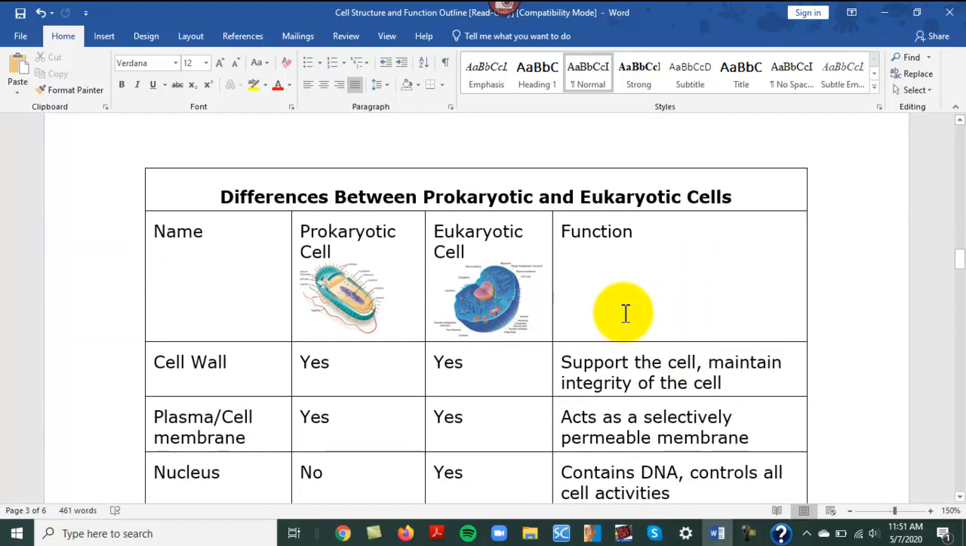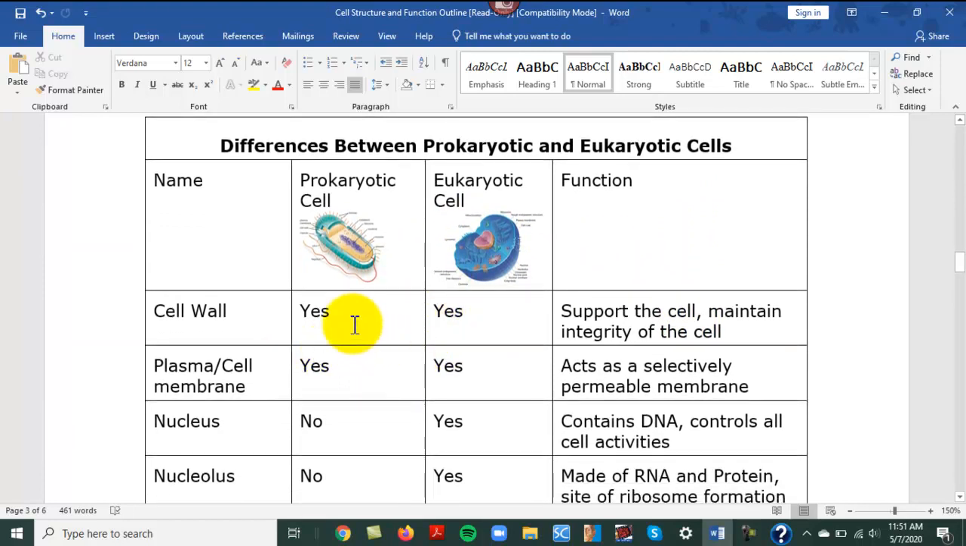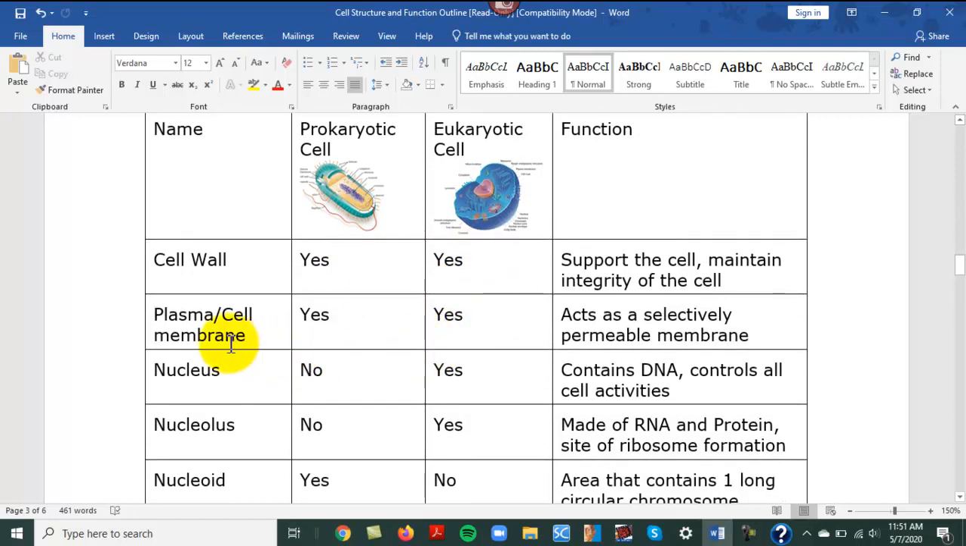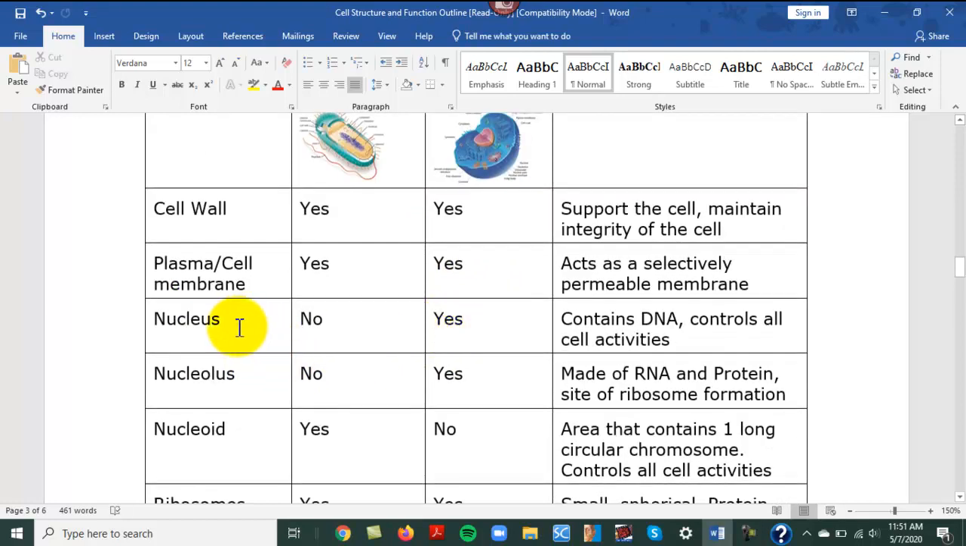So here's a table. What are the differences between a prokaryotic and eukaryotic cell? Cell wall, yes and yes. Prokaryotic cells do have a cell wall. I showed you that. Human cells do not have a cell wall, but plant cells do. So that's why it's yes and yes. Plasma or cell membrane, yes and yes. We went through that. Nucleus, no, not in a prokaryotic. It's called a nucleoid.